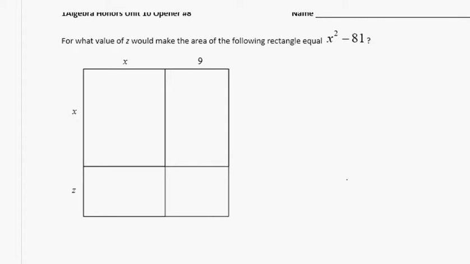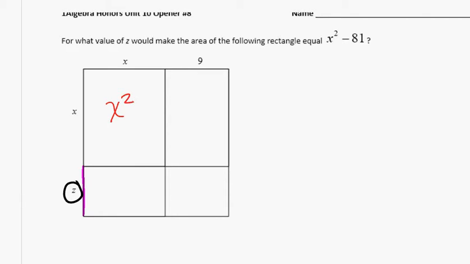On opener 8, we're trying to find the value of z, which is down here. We're trying to find the length, in essence, of this little segment. That would make the area of the total rectangle equal to x squared minus 81. So let's just see what we believe the area is now.